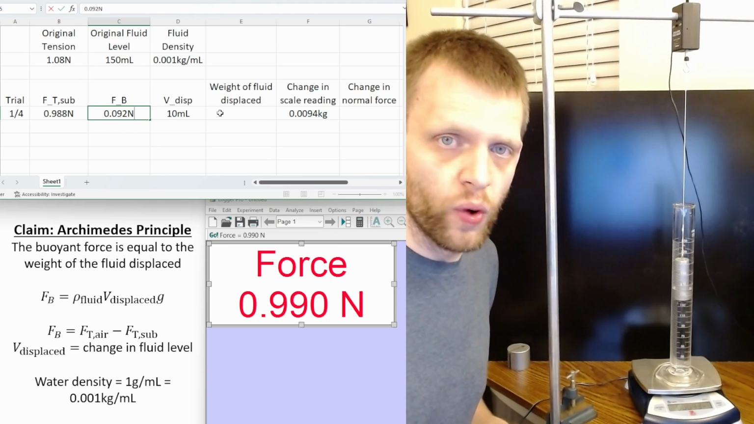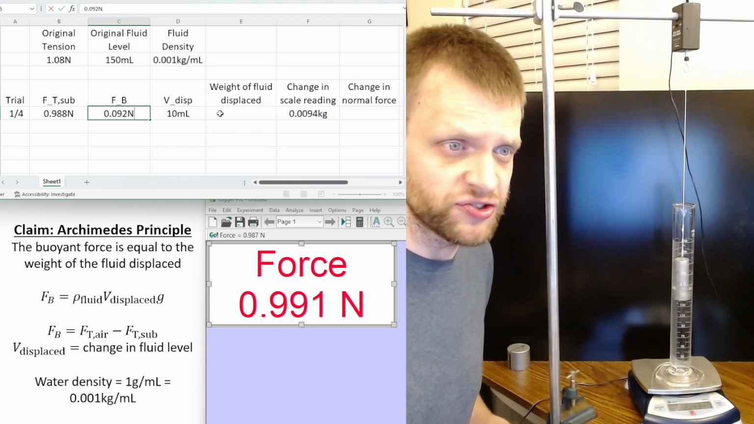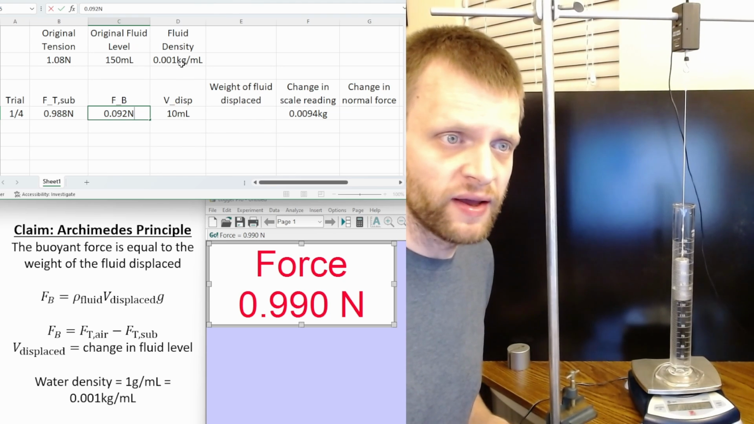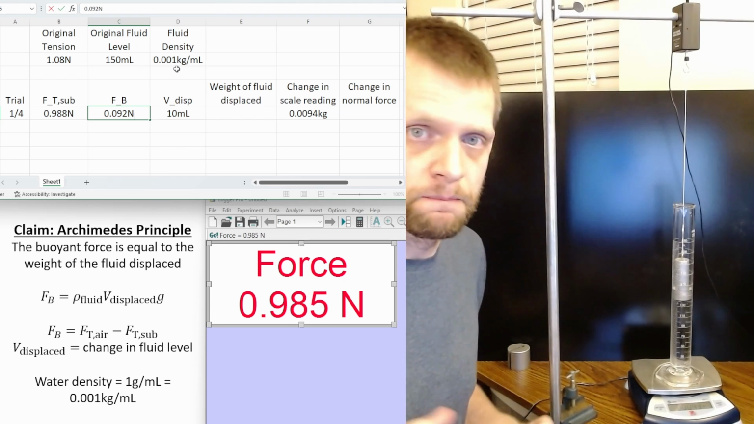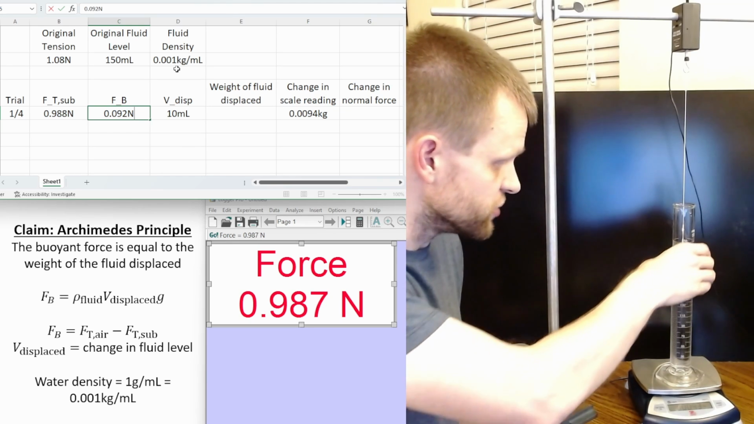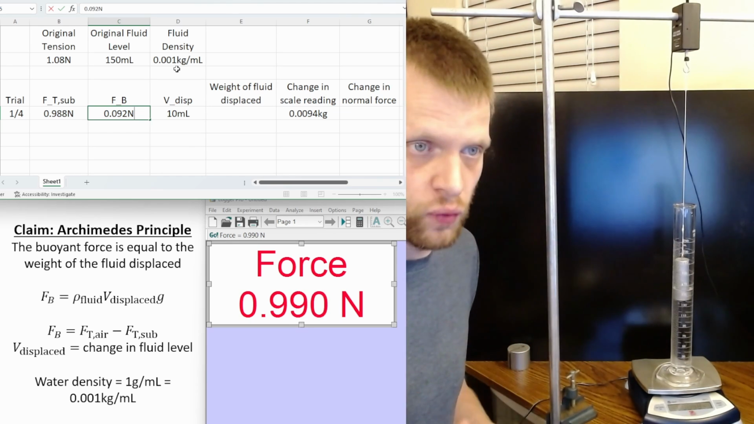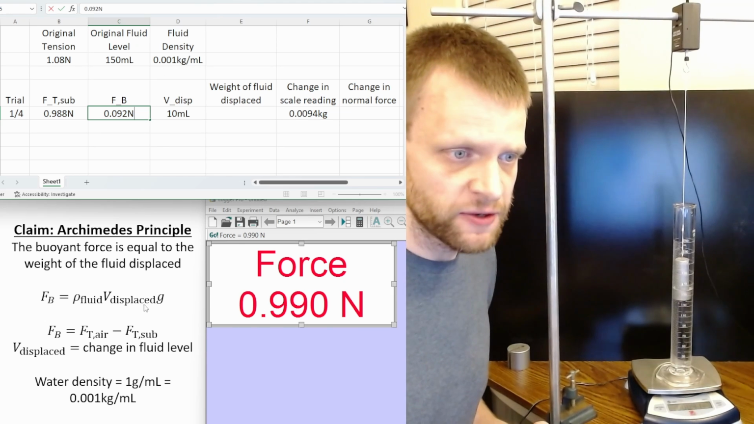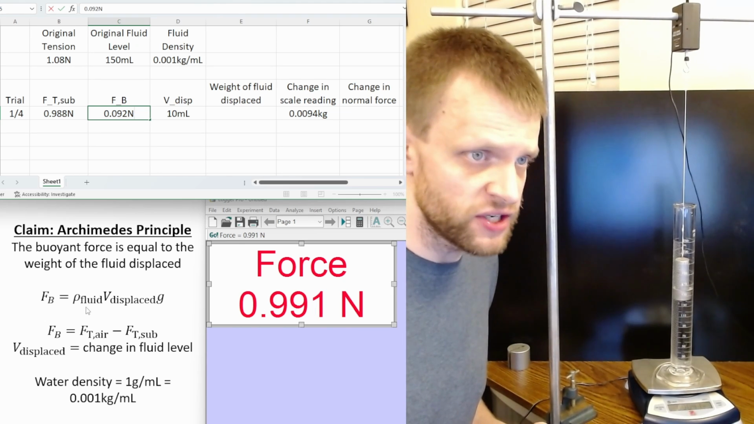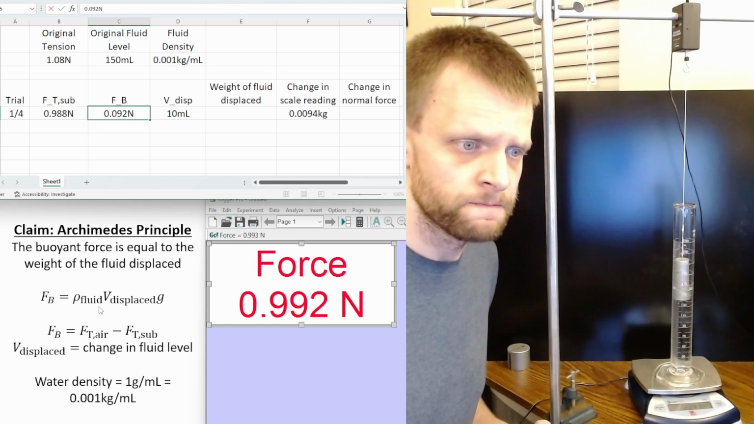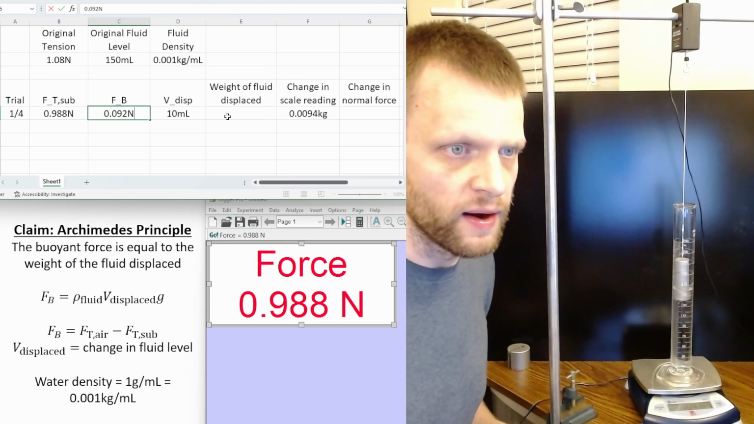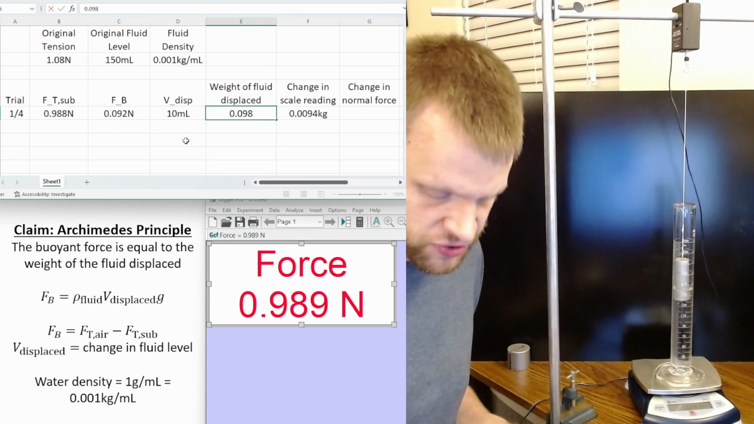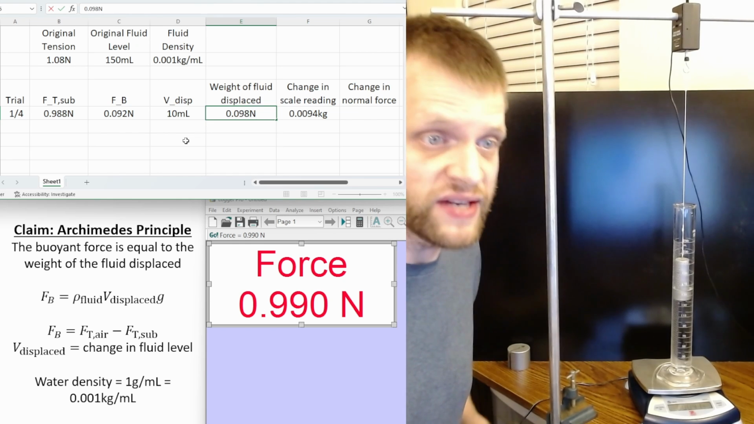If we try to identify the weight of the fluid being displaced, we've got 10 milliliters, and it's 0.001 kilograms per milliliter. If I multiply those two together, that gives us 0.01 kilograms of water being displaced. And to get the weight of that, we have our density of the fluid, 0.001 kilograms per milliliter, 10 milliliters displaced, times 9.8, I get 0.098 newtons for the weight of the fluid being displaced.